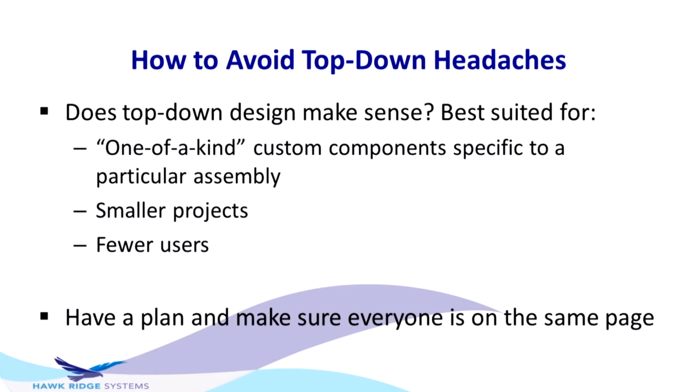But if you're getting to maybe a size that's a couple hundred engineers or so that are working on the same project, it's more difficult making sure everyone's on the same page. So the question you have to ask yourself is, does top-down design make sense for you? Once again, it's best suited for one-of-a-kind custom components specific to that particular assembly, smaller projects and fewer users. So at the end of the day, it's to your benefit to have a plan and just to make sure everyone's on that same page, okay?